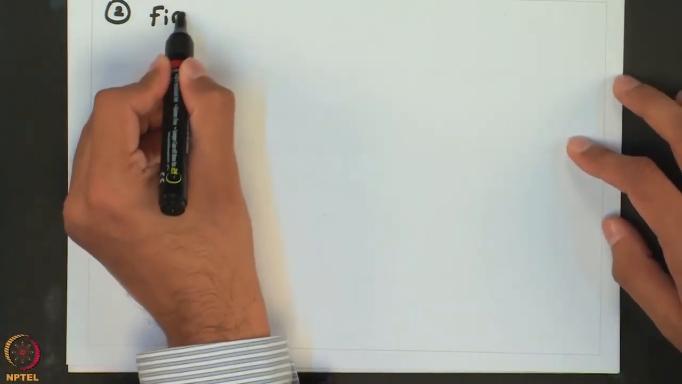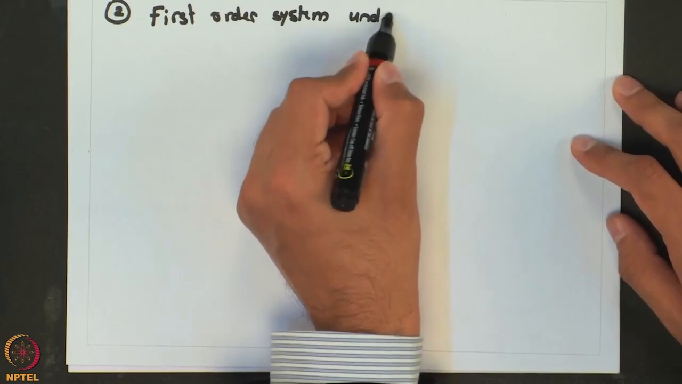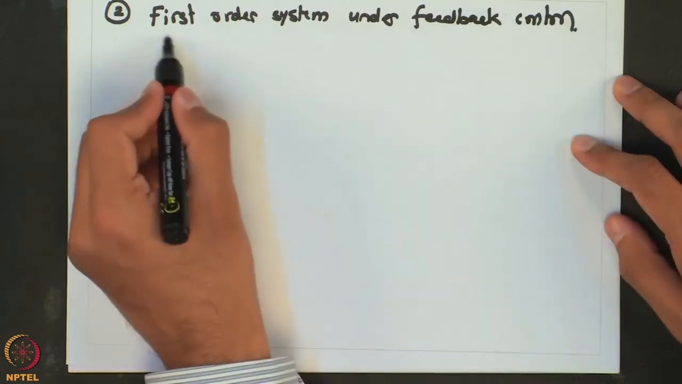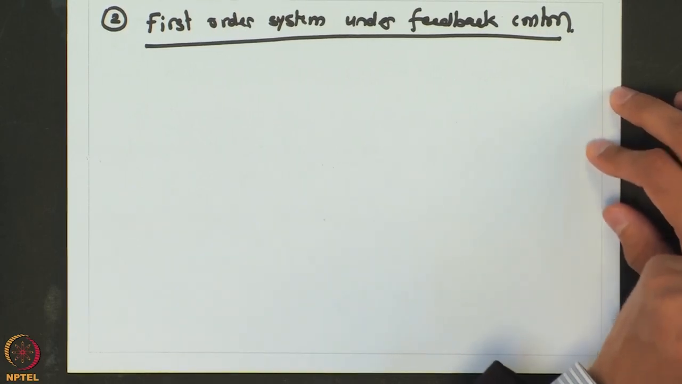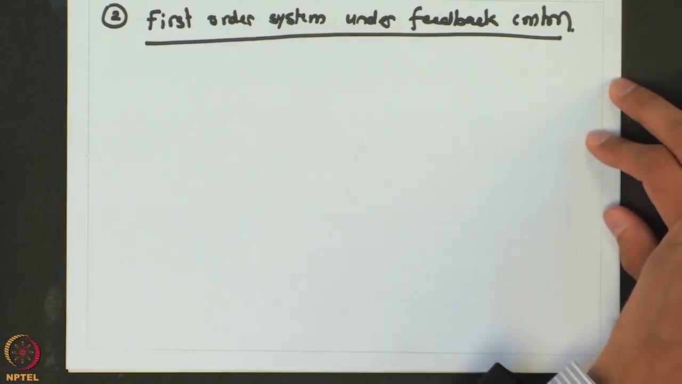Let us look at the second way of getting a second order dynamical system, which is a first order system under feedback control. So, what we are seeing is that to get a second order system, we actually have to start with a first order system. That is why last week I had said that first order systems are the primary or the basic fundamental type of dynamical system. In order to get a second order system, we start with a first order system. So, here we are going to look at a first order system under feedback control.